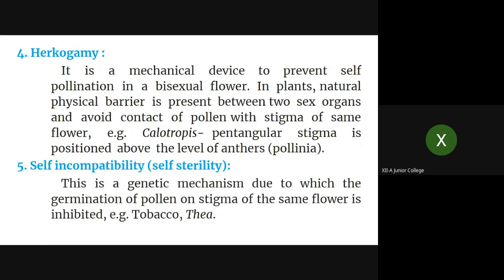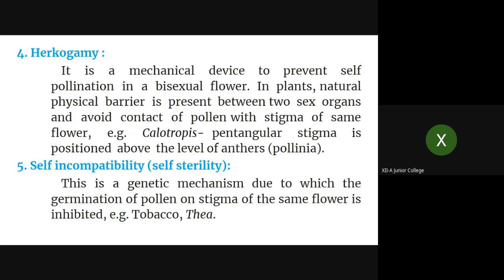Now it is a little different from heterostyly. How is it different from heterostyly? These reproductive parts, that means the style and the filament, or the carpel and the stamen, are produced mechanically in such a way that they themselves become a barrier to reaching each other. That means pollen grains cannot reach the stigma of the same flower.